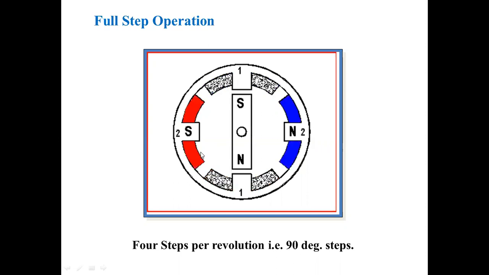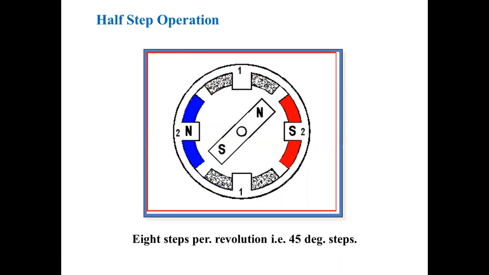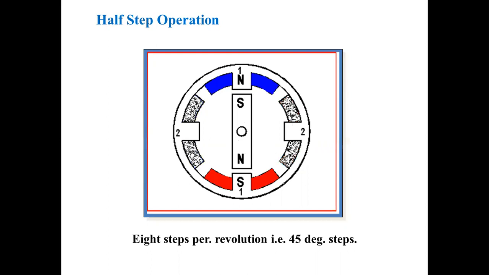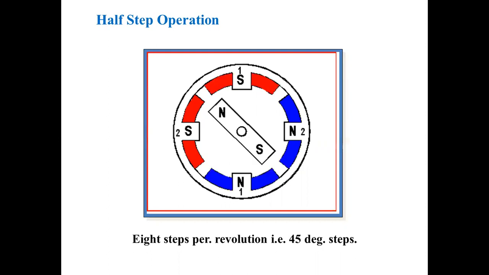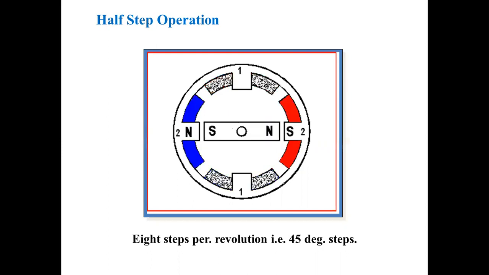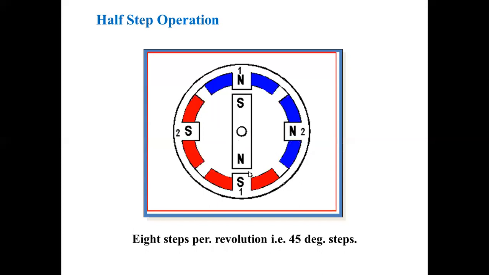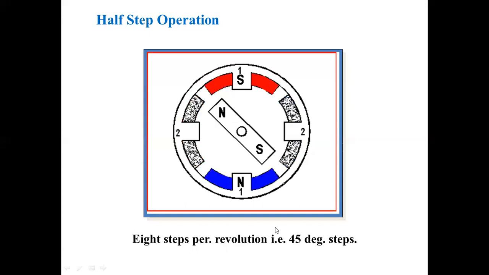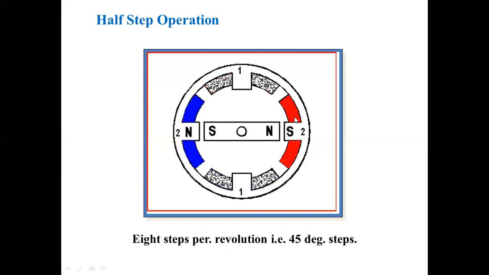Next one. It is the half step mode of operation. Here, in the half step mode, we consider 8 steps per revolution. Normally, for full step operation, we consider 90 degrees of angular displacement as the step angle. But here, for the half step mode of operation, the angular displacement, the step angle, is 45 degrees. If you observe, this is the south pole and this is the north pole.